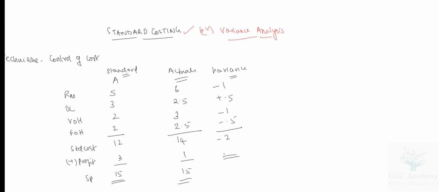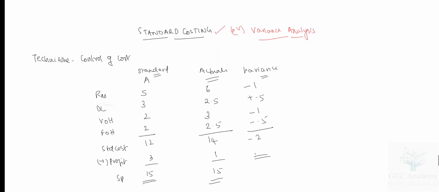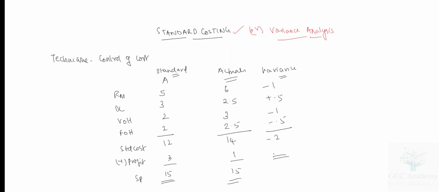Okay, let us straight away start with an example. The purpose of standard costing, you all know standard costing is a technique of costing, and it is for the purpose of control of cost.